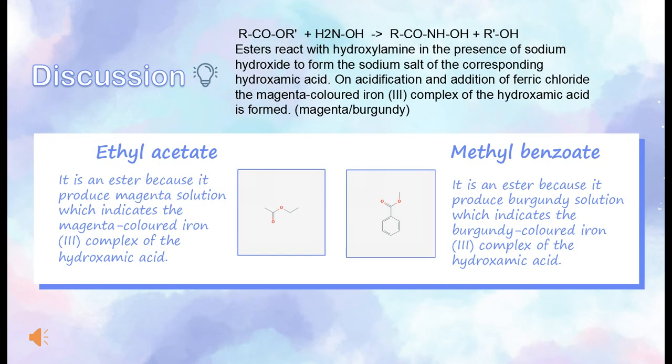Next, we're going to discuss the test. So the first compound is ethyl acetate. We can say that it is an ester because it produces a magenta solution, which indicates the magenta colored iron 3 complex of the hydroxamic acid. So that's why we know that it is an ester. And then the next one is methyl benzoate. It is also an ester because it also produces a magenta, sort of burgundy solution, which indicates the burgundy colored iron complex of hydroxamic acid.